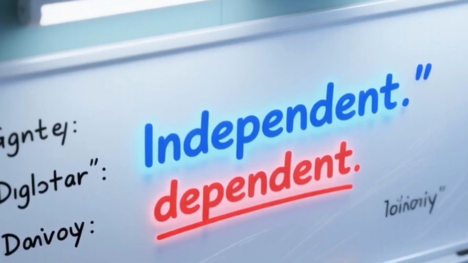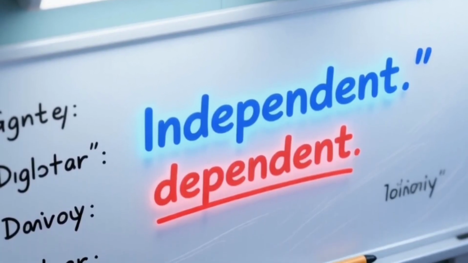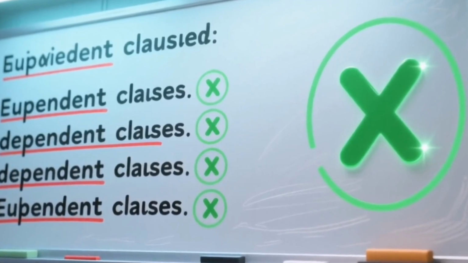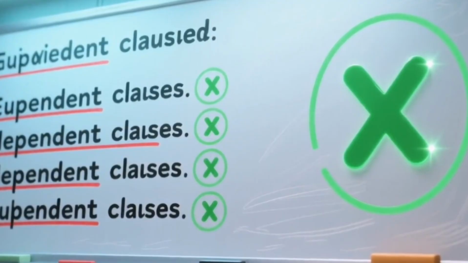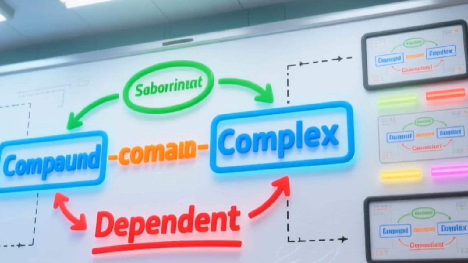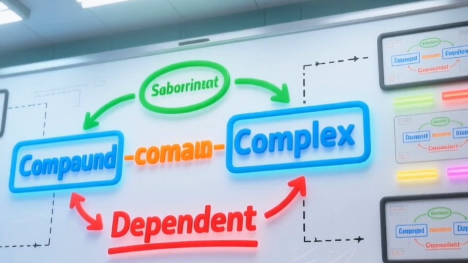A complex sentence contains one independent clause and at least one dependent clause. Dependent clauses cannot stand alone and are linked by subordinating conjunctions or relative pronouns. A compound complex sentence combines two or more independent clauses with at least one dependent clause.